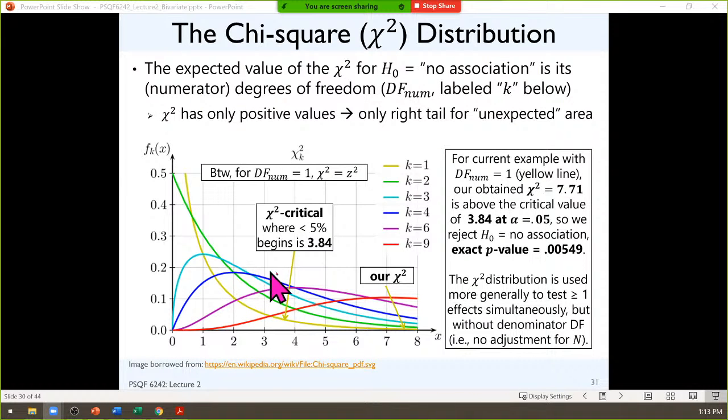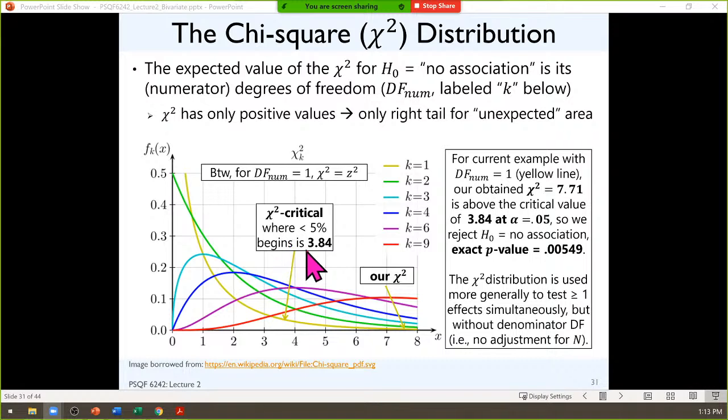So here's a picture of what chi-square looks like. It's funky. It only has positive values, and the shape of it depends on the numerator degrees of freedom. In this case, it would be how many cells you have to know to be able to figure out all the rest of them. So this yellow line right here is what the chi-square distribution looks like for a 2 by 2 table.